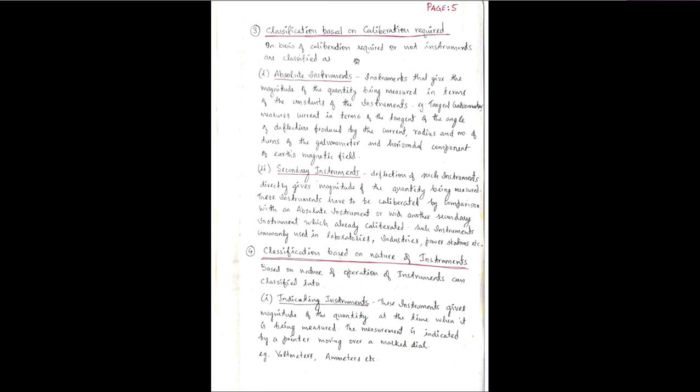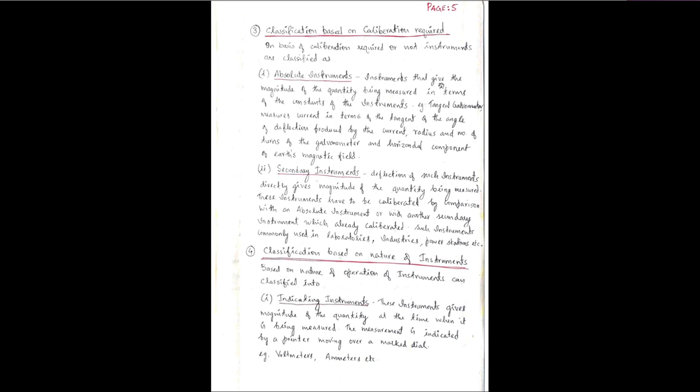Next one is classification based on calibration required. Okay, on the basis of calibration required or not required, the instruments are classified into absolute instruments and secondary instruments. In absolute instruments, the instruments give the magnitude of the quantity being measured in terms of constants of the instrument. Okay, for example, tangent galvanometer. In that, it measures current in terms of the tangent of the angle of deflection produced by the current, the radius and number of turns of the galvanometer, and the horizontal component of earth's magnetic field.